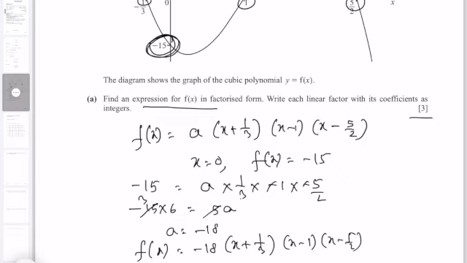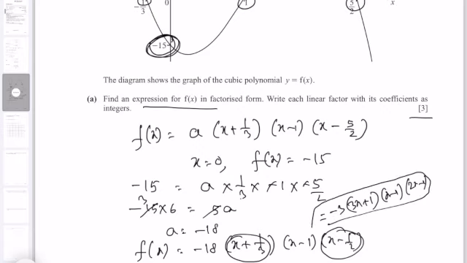You can take the LCM of 3 in this case and in that case. You can write that as 3x plus 1, the denominator will be 3, x minus 1 and 2x minus 5, so the denominator is 6, since the second one is 2. So 6 and 18, if you simplify, it will be 3 sixes are 18, that is minus 3. So this is the final answer. Okay.